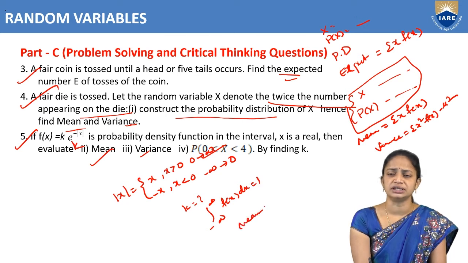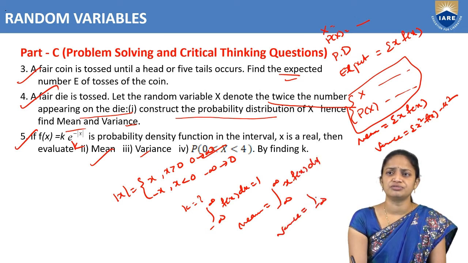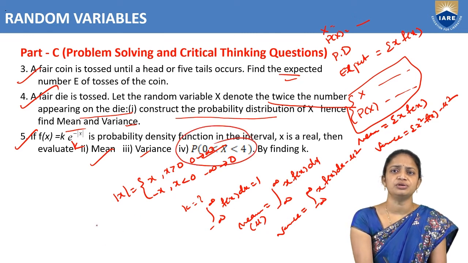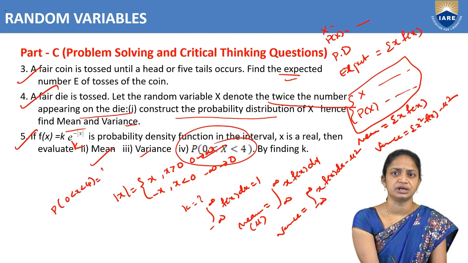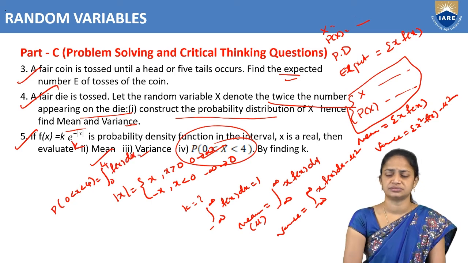And the mean, in continuous, is integration over minus infinity to infinity x into f of x dx. And variance is integration over minus infinity to infinity x square f of x dx minus mu square. So what is mu? Mean is nothing but mu. So what is this value? For that we need probability of 0 less than x less than 4, which is nothing but integration over 0 to 4 f of x dx. That's it.